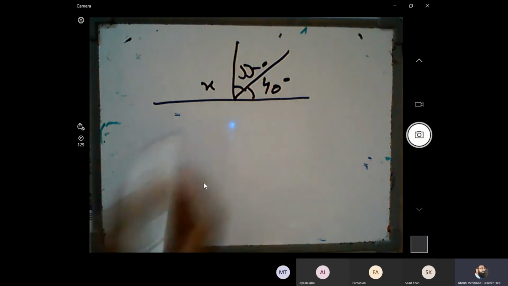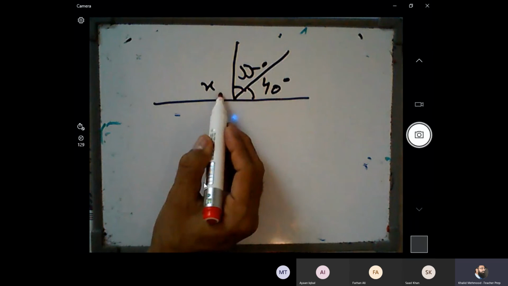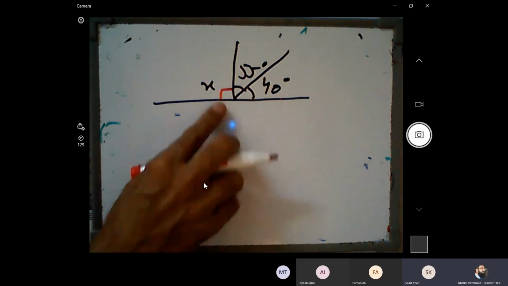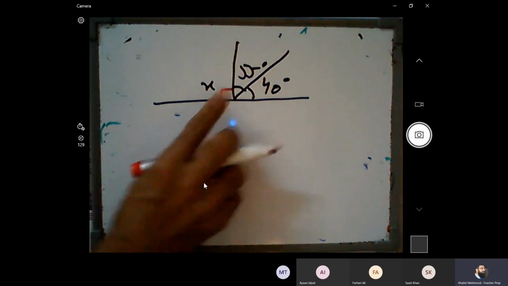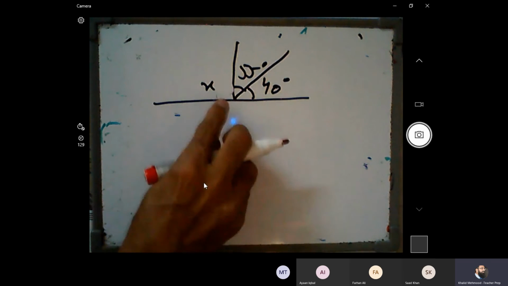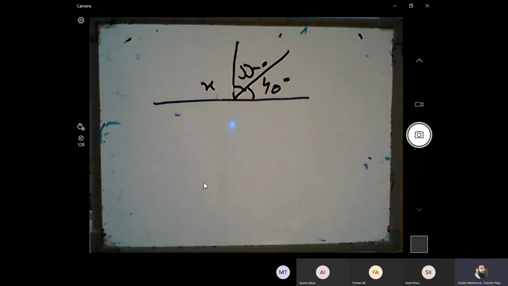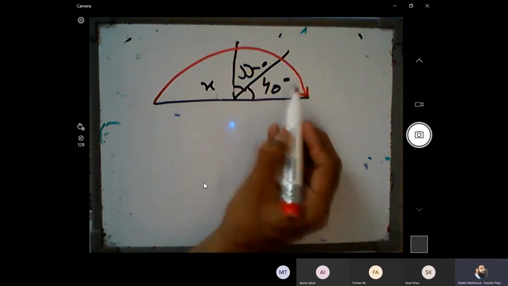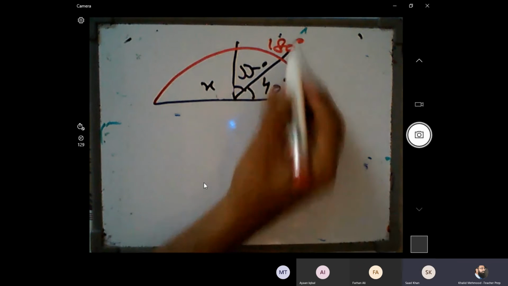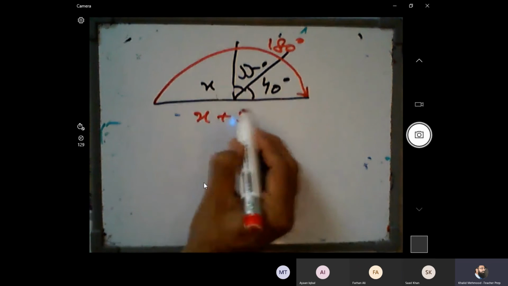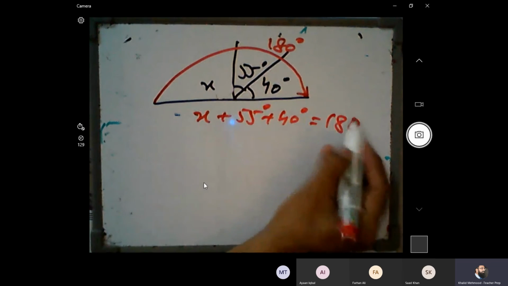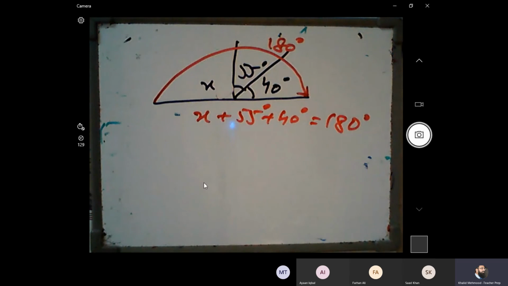Okay, now this looks like 90, but this is not 90 because it is not given. If this had the square shape, that would show it is 90, but that shape is not given, so we are not sure this is 90. So we will solve it accordingly: this is on a straight line, and a straight line angle makes 180 degrees. So we'll say that x plus 55 plus 40 degrees is equal to 180 degrees, and then we'll solve it.